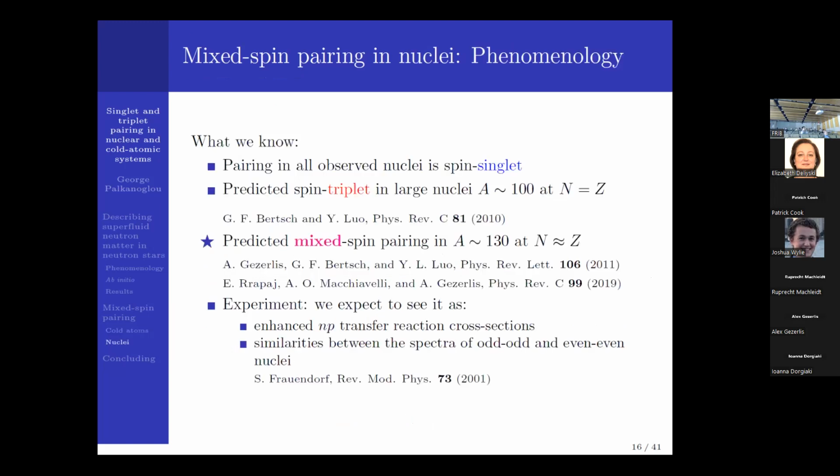So what do we know about nuclei? Pairing in all observed nuclei is of spin singlet, what I've been calling up to now S-wave pairing, and also between like particles, so neutron-neutron, proton-proton. That has always raised the question, why is that? Because we know in general that the interaction between unlike particles is stronger.